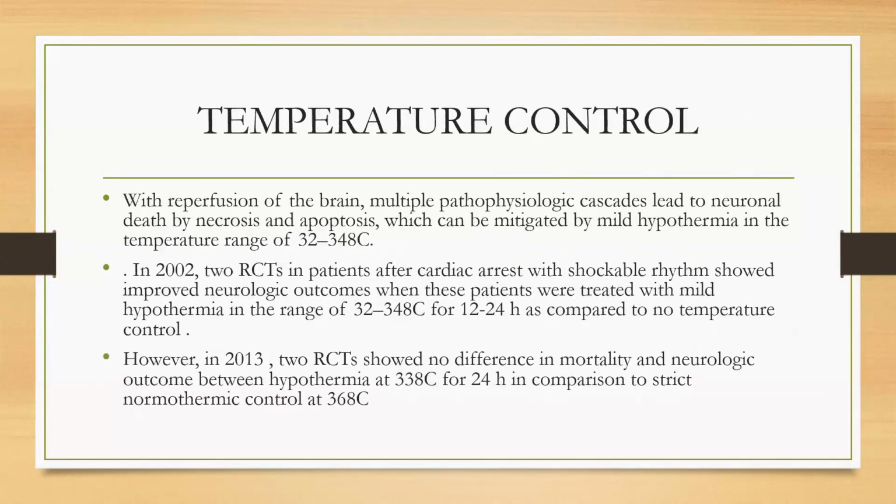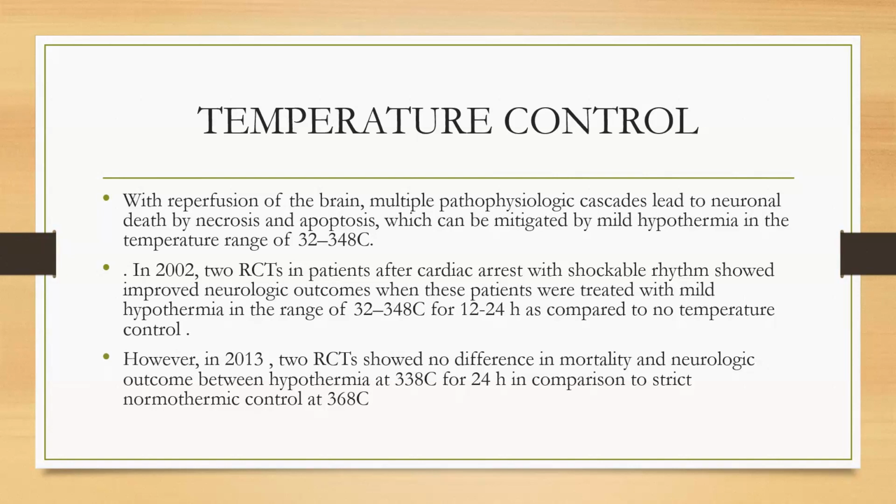Now the next is temperature control. With the reperfusion of the brain, multiple pathophysiological cascades lead to neuronal death by necrosis and apoptosis, which can be mitigated by mild hypothermia in a temperature range of 32 to 34 degrees Celsius. In 2002, the TTM trial was published; after cardiac arrest with shockable rhythm, it showed improved neurological outcome when these patients were treated with mild hypothermia, ranging from 32 to 34 degrees Celsius for 12 to 24 hours as compared to no temperature control.